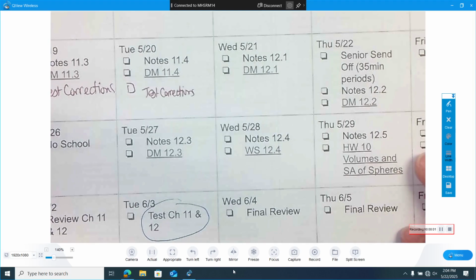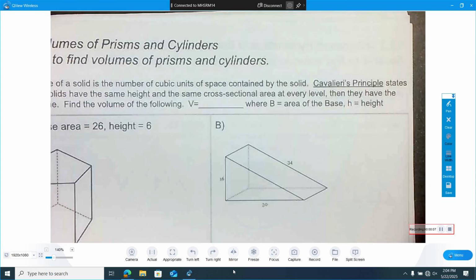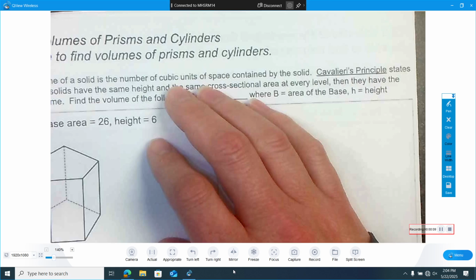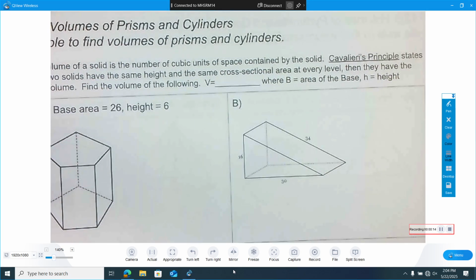Today it is Delta Math again. And today we are talking about volume, and specifically about volumes of prisms and cylinders. And before this, we've been talking about area.